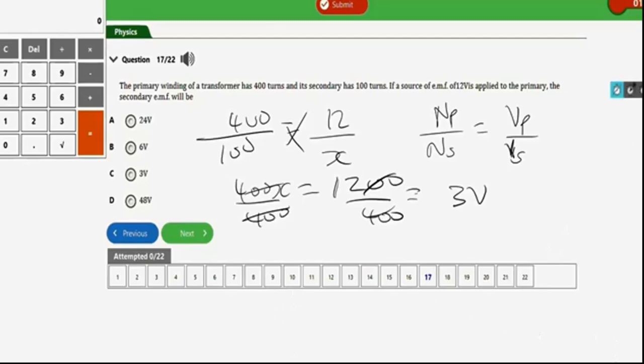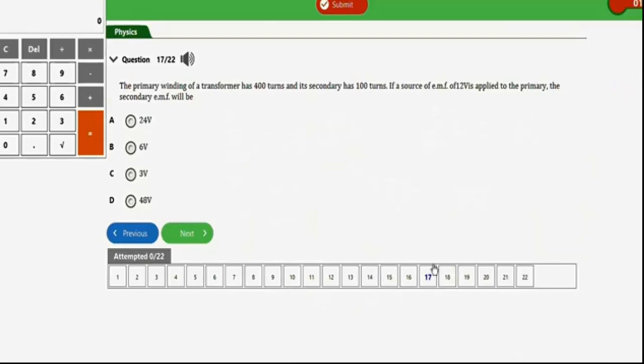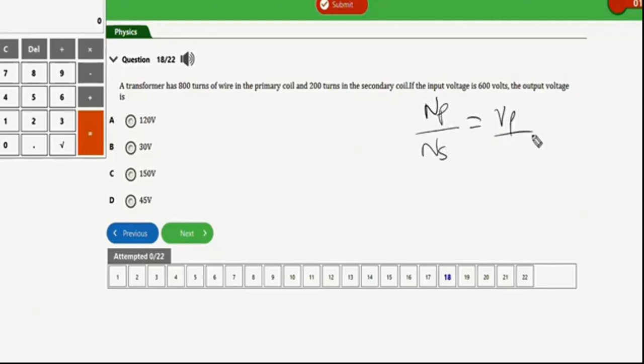Let's wipe this now and solve the next repeated question. So the next repeated question will be this one. It says a transformer has 800 turns of wire in the primary coil and 200 turns in the secondary coil. If the input voltage is 600 volts, the output voltage is? Okay, so you still apply NP over NS equals VP over VS. So guys, you should note by now that this formula is very important. So this will give us NP, which is 800, over 200 equals our VP, which is 600, over X.